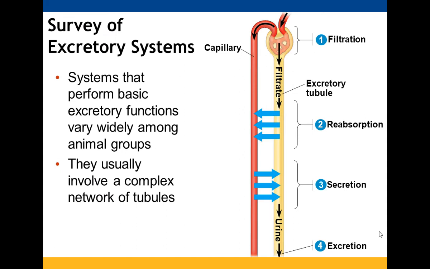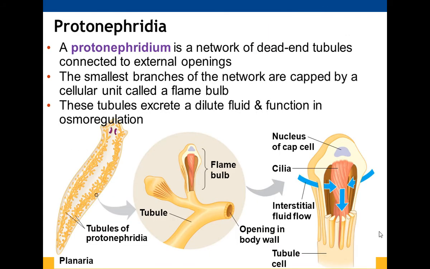Lots of tubules are typically involved. This is just a general setup of what you would see in excretory systems within an animal. If we look at the protonephridia in a planaria, protonephridia are dead-end tubules connected to external openings, and they are able to excrete dilute fluids, so they help maintain osmolarity within the planaria.